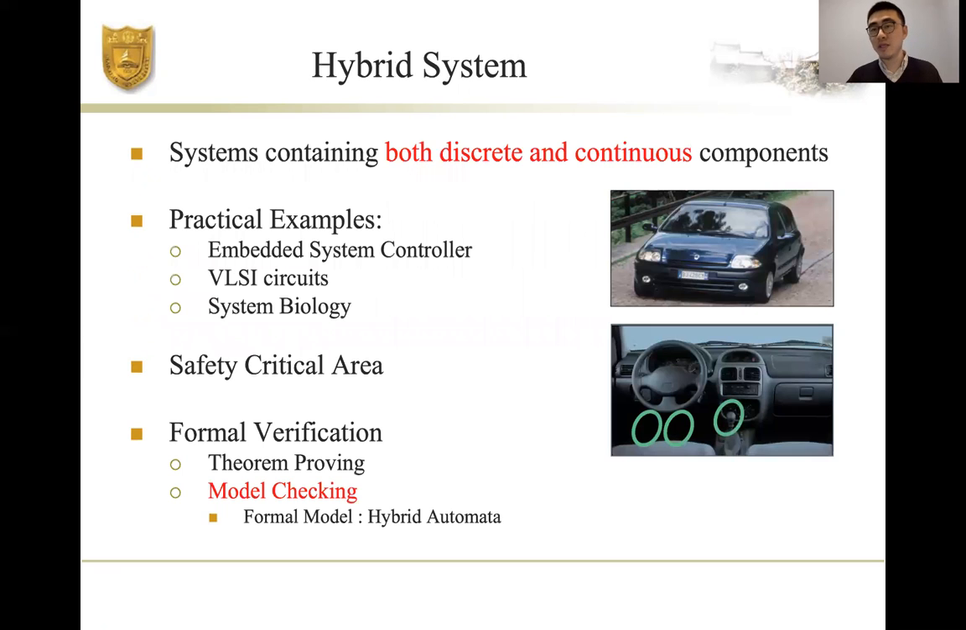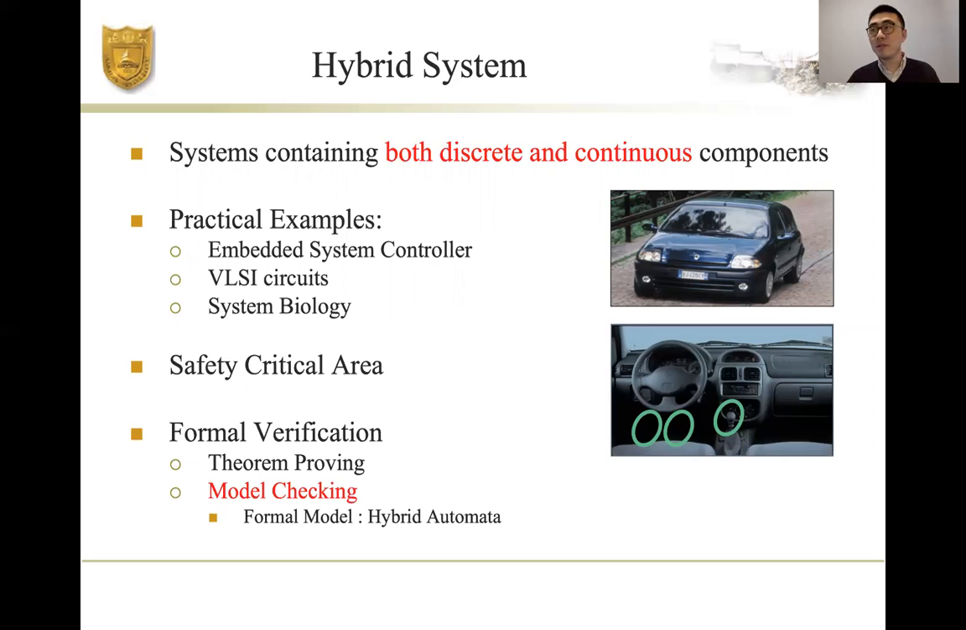Okay, first, what's hybrid automata? We say hybrid system is systems that contain both continuous and discrete components. It has lots of practical examples. For example, embedded system controllers, circuits, and recently there are also many works using hybrid systems to explain system biology, and it has been widely used in lots of safety critical areas. Because it's a safety critical area, you need to guarantee it's correct. And formal verification is one of the major techniques to do so.